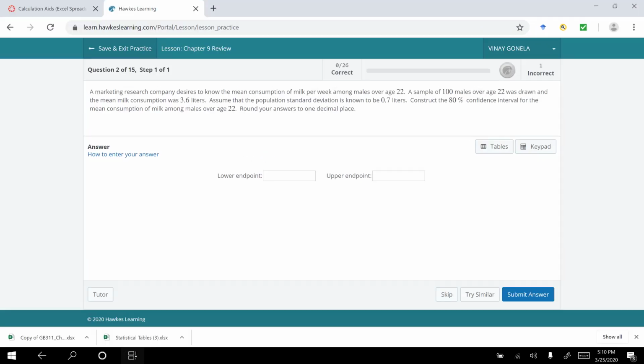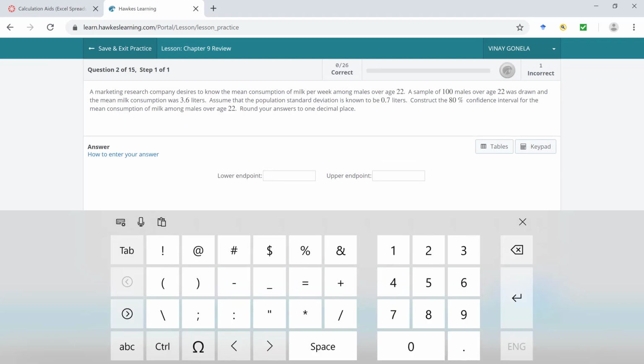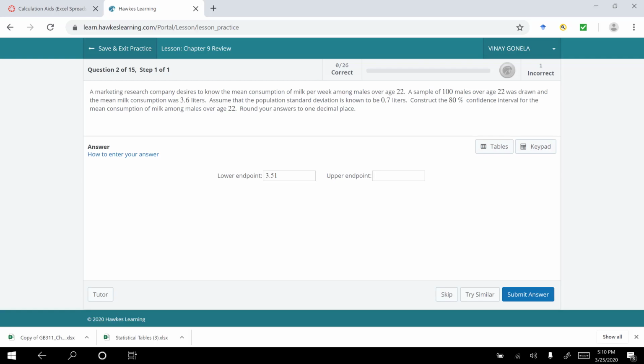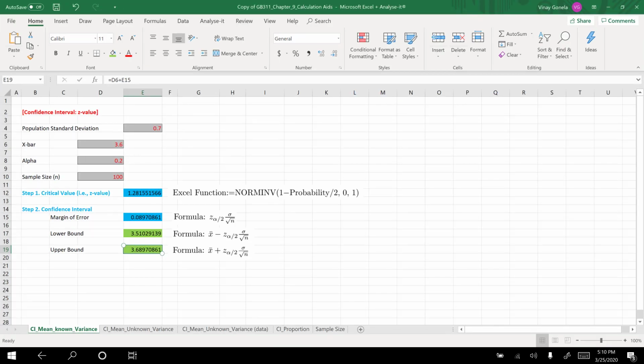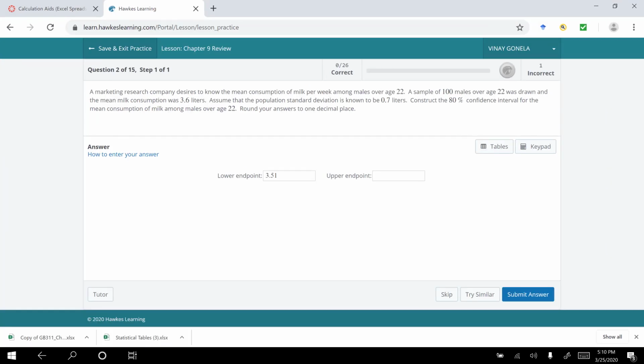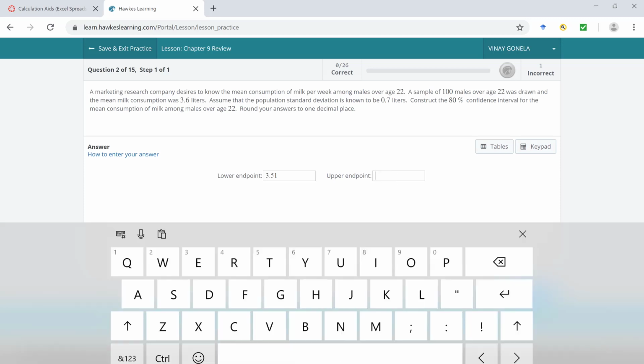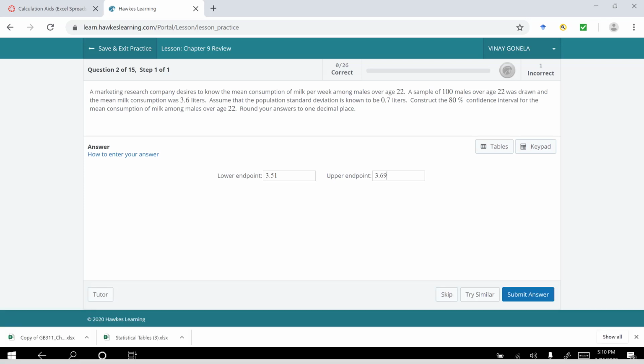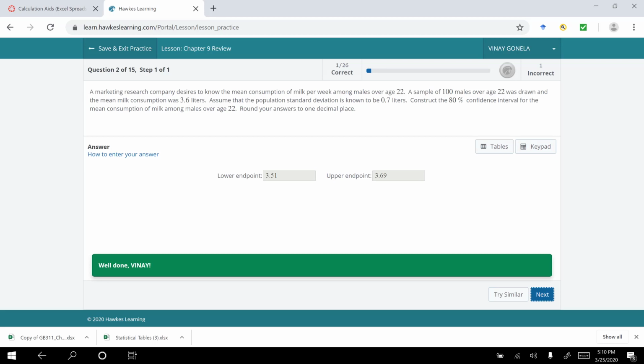So we can go here. This is 3.51. Let me cross check. 3.51 and 3.69. Submit. Yeah, so that's how you solve these problems. This concludes my lecture on confidence interval with known variance or standard deviation and the sample size greater than or equal to 30. Thank you.